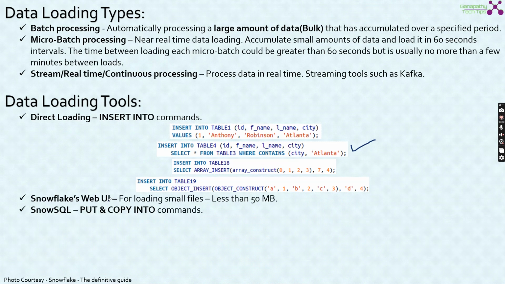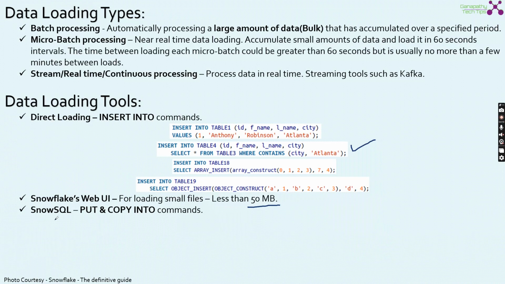The other option is via Snowflake's web UI. Snowflake provides the option to directly upload a file from the user interface, but there is a caveat there. We cannot load a bulk amount of data using this option. There is a limitation of 50 MB. Say your file is less than or equal to 50 MB in size, then we can very well utilize the Snowflake web UI to load the data into Snowflake.